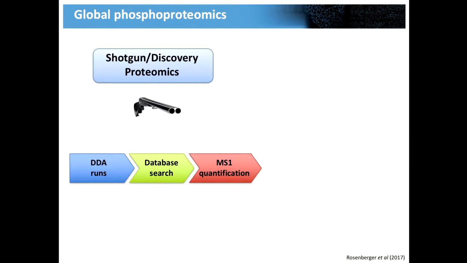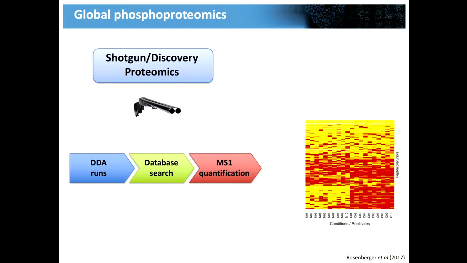Most commonly, this is done using shotgun proteomics or discovery proteomics, where we follow three steps. Very generally speaking, we do our DDA runs, we do a database search that gives us a list of identified phosphorylations, and then we use some sort of tool to do MS1 quantification. The result of that is usually a matrix, which gives us quantitative values for certain phosphorylation sites or phosphopeptides, depending on the tool that you're using, and it tends to have a lot of missing values.